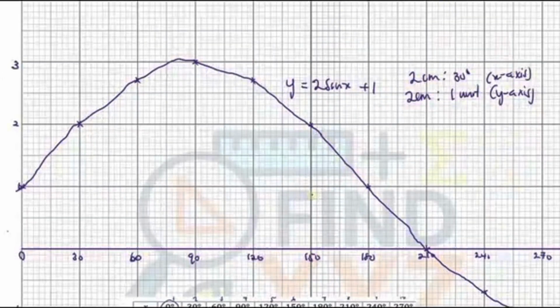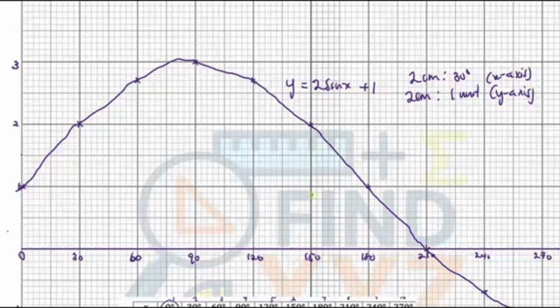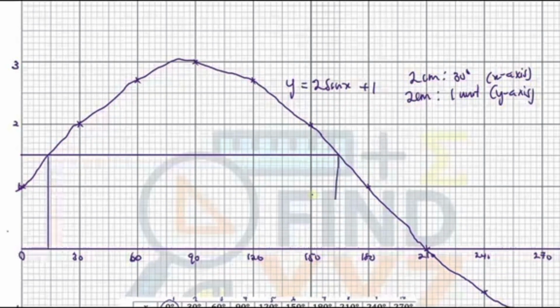So we'll locate 1.5 on the y. So this is 1.5 on the y. Then we'll draw a straight line till it touches the curve. So you realize that it will touch the curve at 2 points. Then we'll trace it to the x-axis. Then we'll trace this point also to the x-axis. Then we'll find their corresponding values.